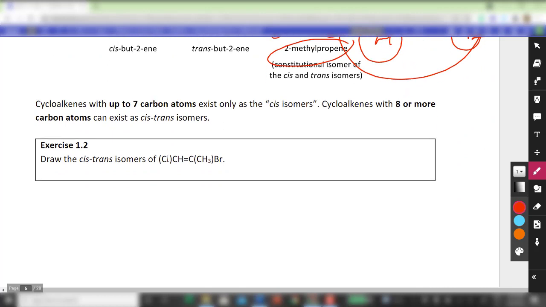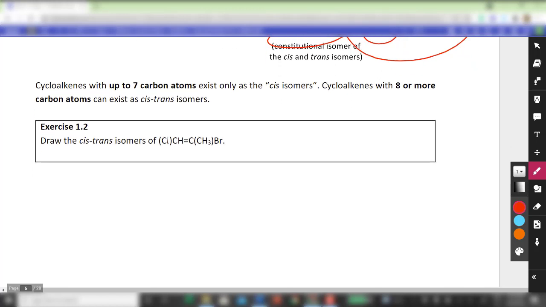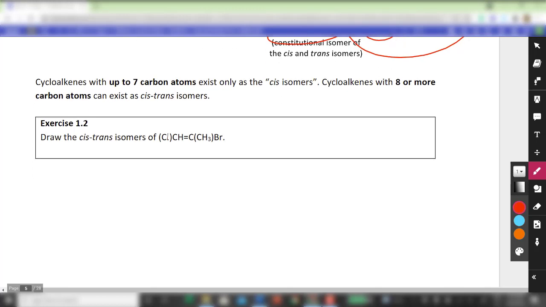Cycloalkene, as we mentioned, up to 7 carbons, only exists as a cis isomer. I think I mentioned it in the earlier lecture. For cis-trans isomerism to be possible, an 8-member ring and above is necessary. For exercise 1.2, we are supposed to draw the cis-trans isomer of this particular compound. Again, I'm going to draw it out. We have a H here, a carbon, and then a Cl, and then a double bond, and then a CH3, and then a Br. You realize that the 4 groups are all different.